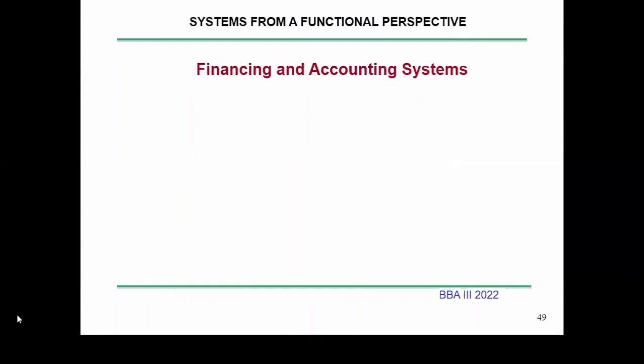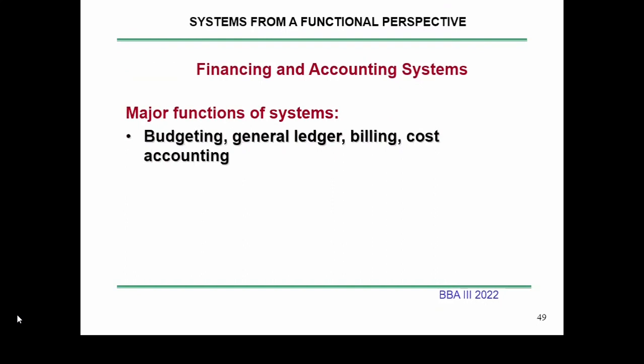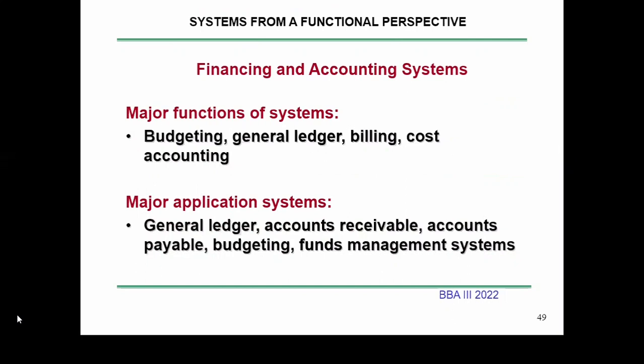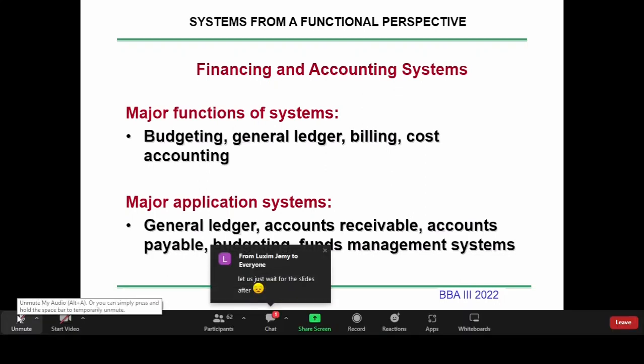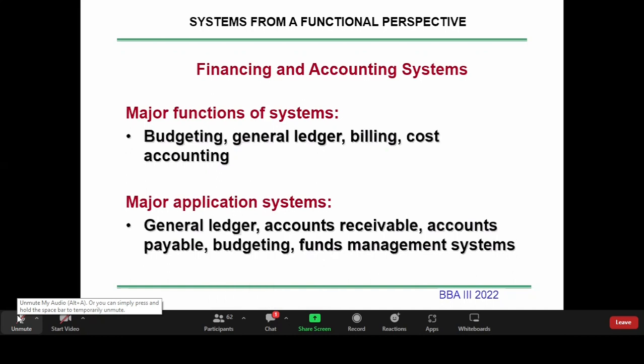That I will skip. Then look at finance and accounting systems that mainly look at budgeting, the general ledgers, billing. We are looking at cash, at assets, at liabilities. So many things fall in there. The major applications are general ledger applications, accounts receivables, accounts payables, budgeting, funds management systems, and things of that nature.